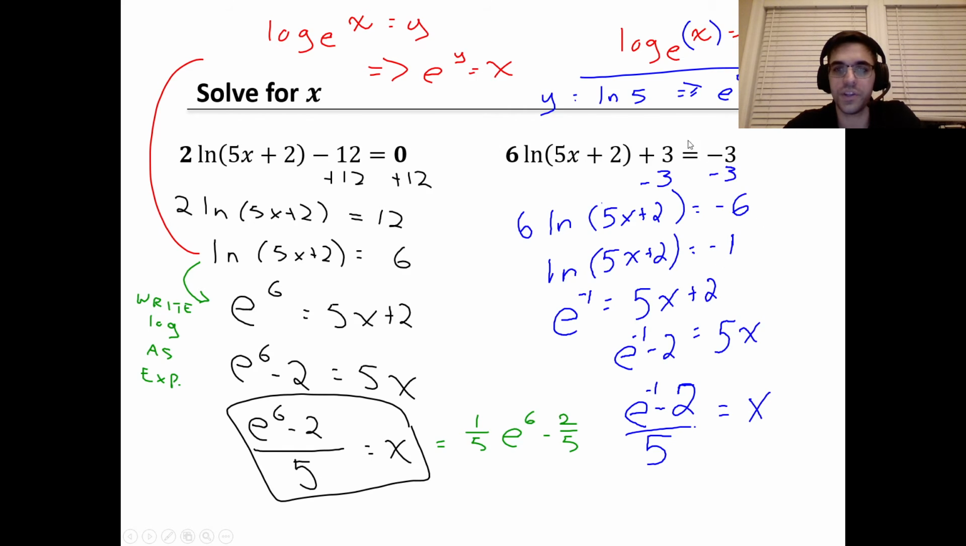All right, so this is just another example, same procedure. We're going to isolate the log function. Subtract 3 from each side, and then divide each side by 6. So negative 6 divided by 6 is going to be negative 1. Now we have our natural log function isolated, so we'll turn it into an exponential function. The base e to the power of negative 1 is going to be equal to 5x plus 2. Subtract 2 from each side, and then divide each side by 5. Here's our final answer.